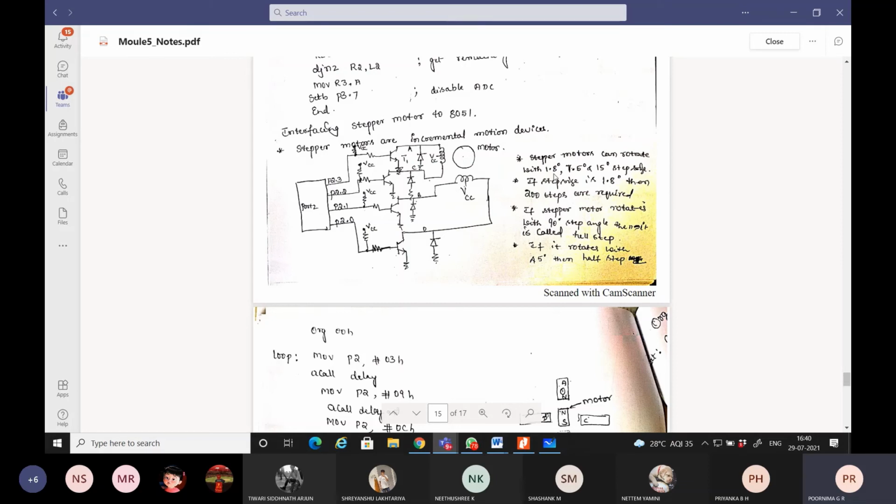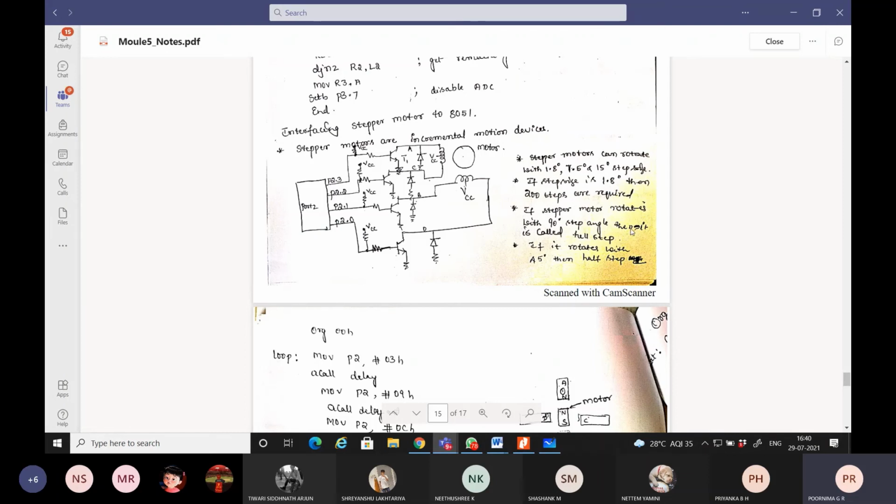The stepper motors which are available in the market come with varied step angle sizes, as mentioned here. You have a 1.8 degrees step angle stepper motor, a 7.5 degrees stepper motor, and a 15 degrees stepper motor also. For example, if the step angle is 1.8 degrees, then to cover 360 degrees it takes 200 steps.